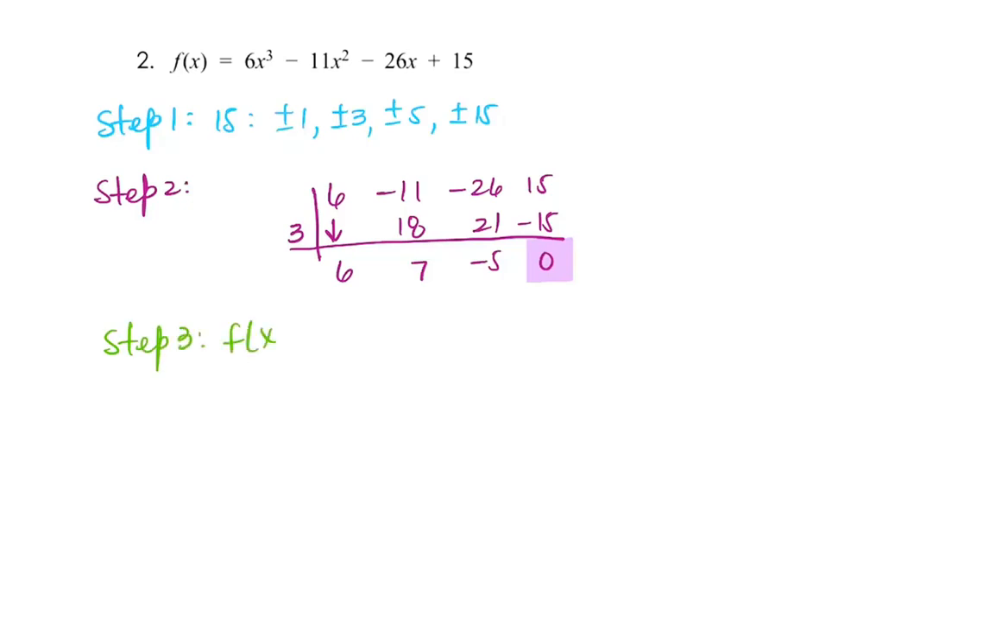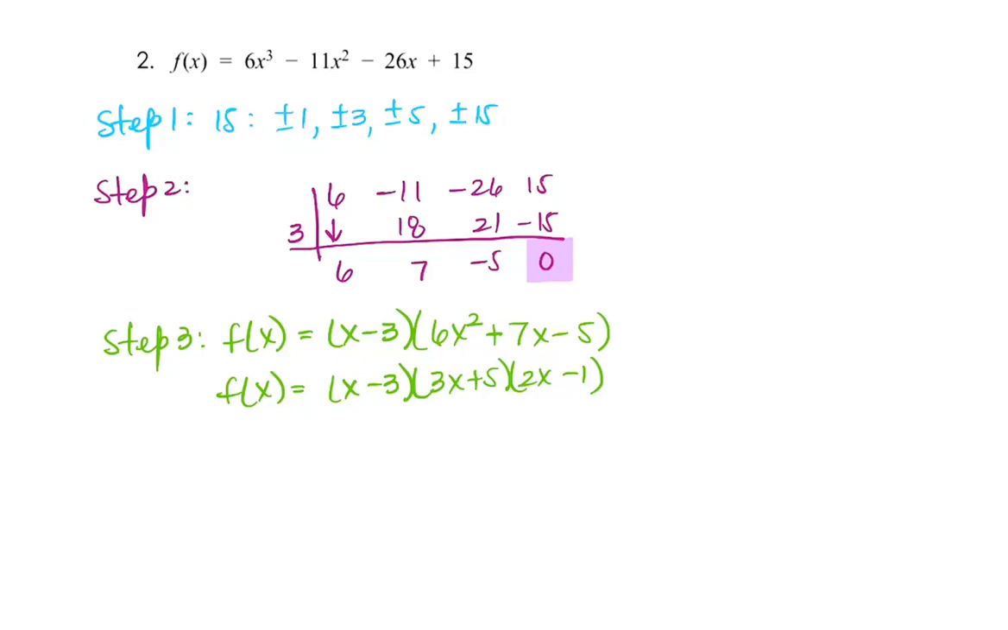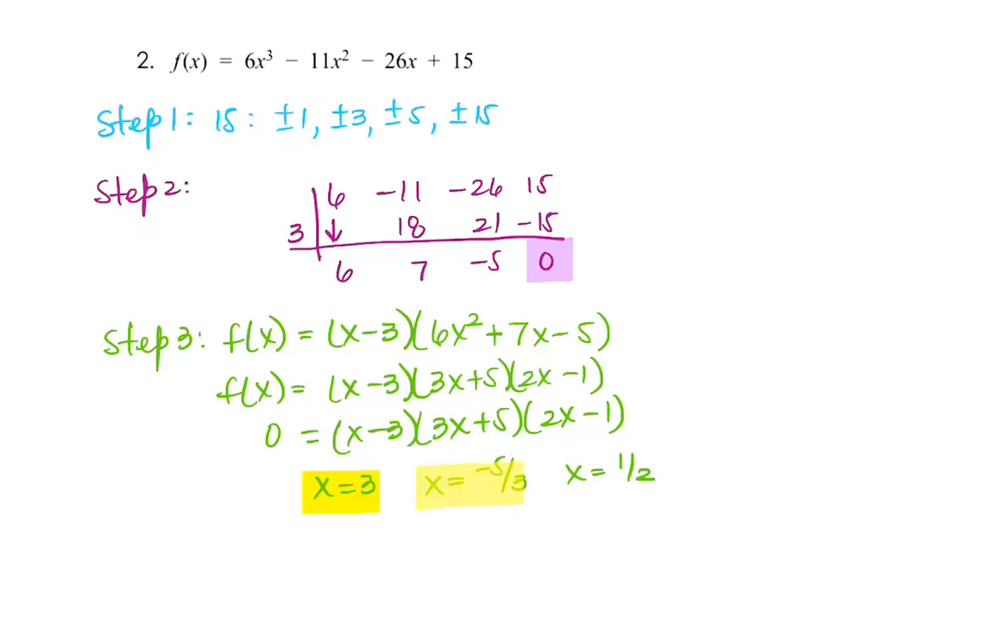Now for step 3, we already know that 3 is a root, so we put x minus 3, and then we go ahead and copy exactly what we got from the synthetic division. Now once we factor that, we get x minus 3 times 3x plus 5 times 2x minus 1. And we could set f of x equal to 0. Now we just set each term equal to 0 and find all the roots. And that will be our final answer to question 2.